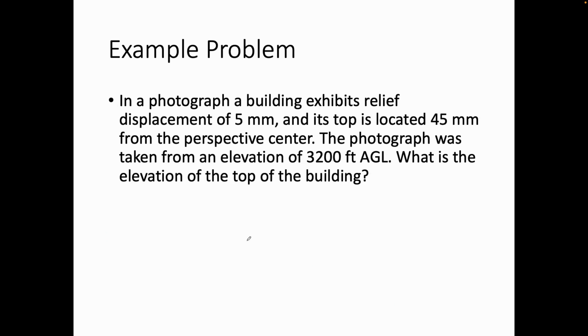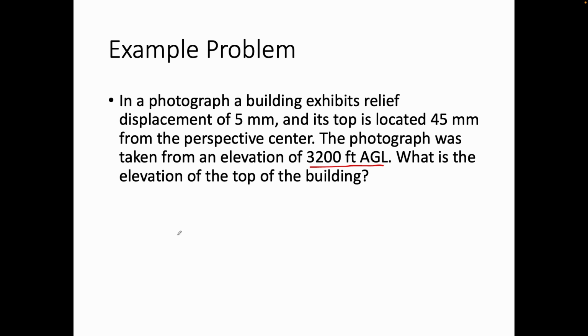We've got an example where we've got a photograph, and in that photograph we have a building which exhibits relief displacement of 5 millimeters, and its top is located 45 millimeters from the perspective center. The photograph was taken from an elevation of 3,200 feet AGL, above ground level. What is the elevation of the top of the building? First of all, notice that we've got above ground level elevation, and so we don't need to do the correction for above the datum. We've already done that correction in this number.